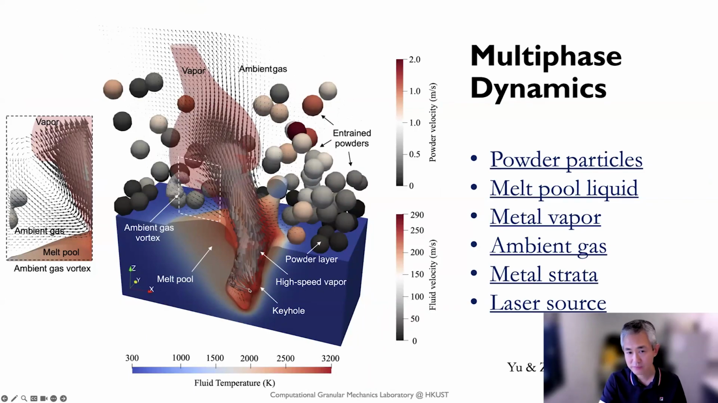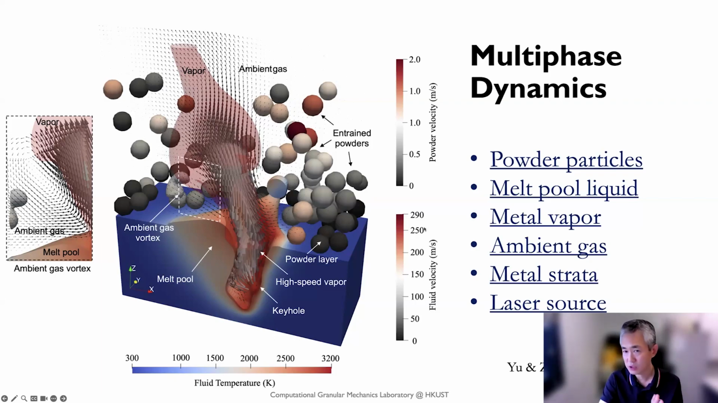You have a laser that generates vapor, and this generates the keyhole, and there are the reflection rays and refraction waves inside here, and these are multiple dynamics. And here we have an ambient gas. The ambient gas interacts with this high-speed vapor, and then it generates a so-called vortex. This vortex can carry the surrounding particles and form a quite complicated powder motion here. And these entrained powders can further move in a quite complicated way.